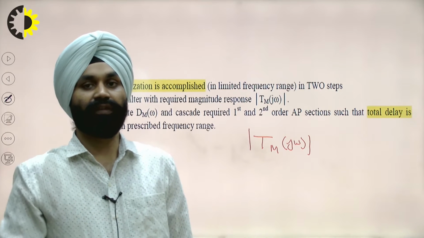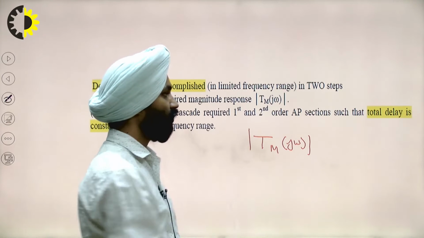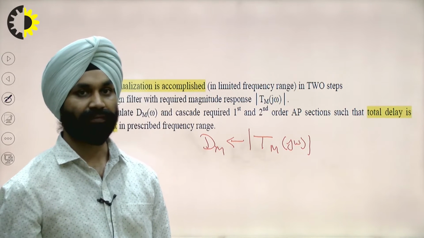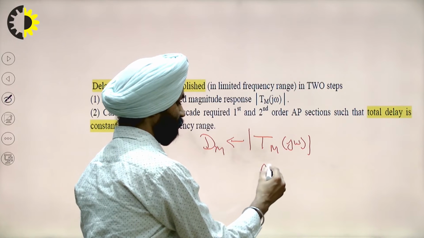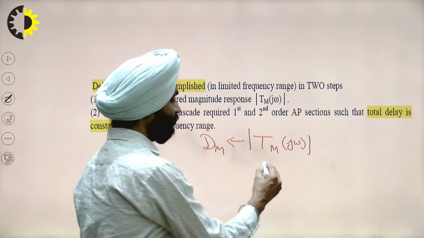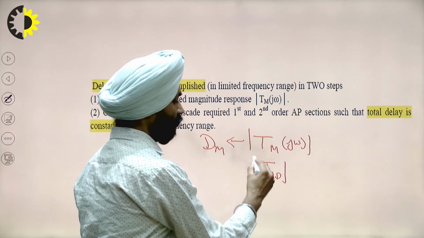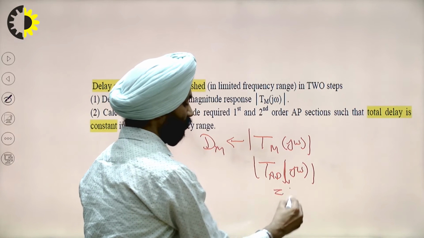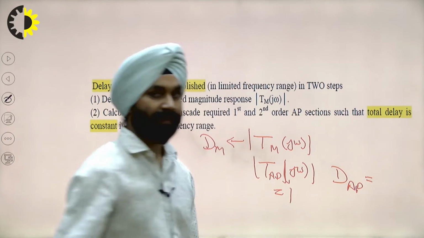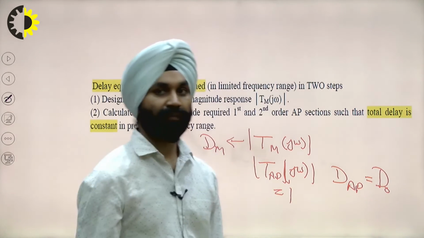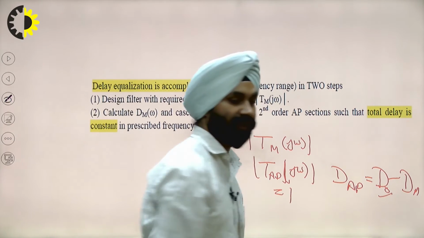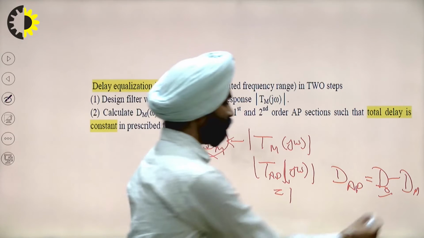And how is it created? First of all, we will create a filter of desired magnitude T_m(jω). We will find out its delay, let's suppose D_m. Then we will cascade it with an all pass filter whose magnitude response is equal to 1, and its delay, if it is D_AP, will be the overall delay that is required, let's suppose D_0, minus the main filter delay that we have calculated in the previous step. D_0 is the desired delay, and D_m we have calculated from the main filter.